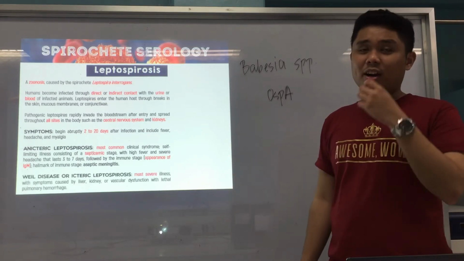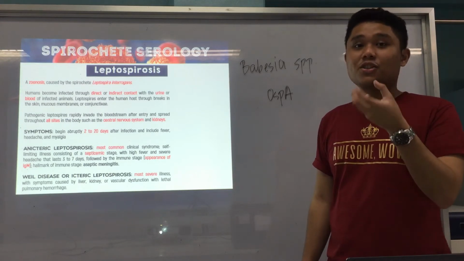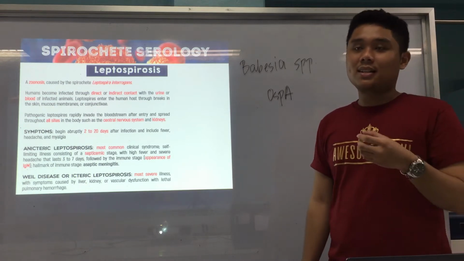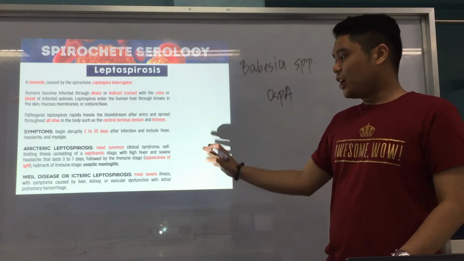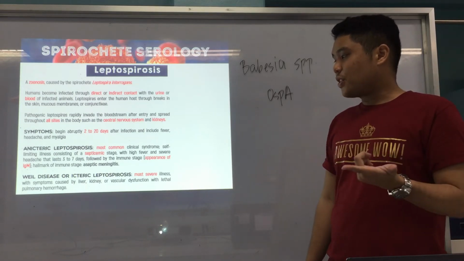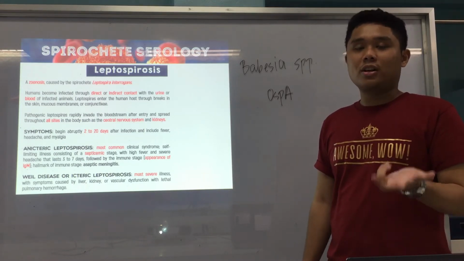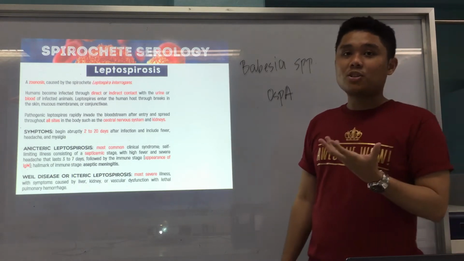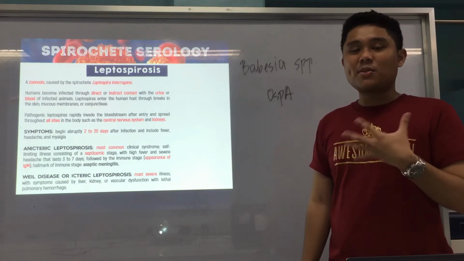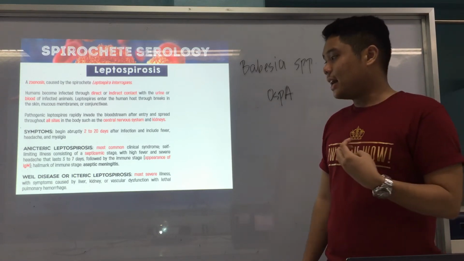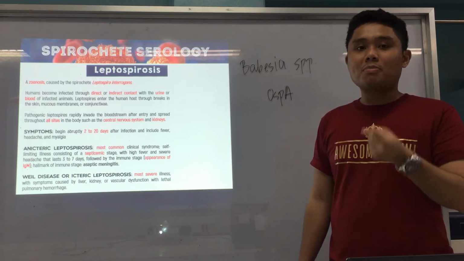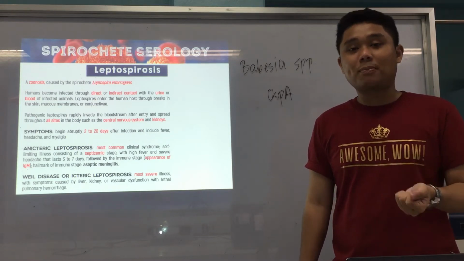And the most severe, if it's not addressed, is your Weil's disease or icteric leptospirosis. Here, it's the most severe and now involves the other organs, especially your kidneys, liver, and vascular dysfunction. It can lead to death. 10% of the patients with Weil's disease die, because it involves your kidneys, your liver, and even the lungs, with pulmonary hemorrhage. So leptospirosis needs to be addressed as soon as possible.